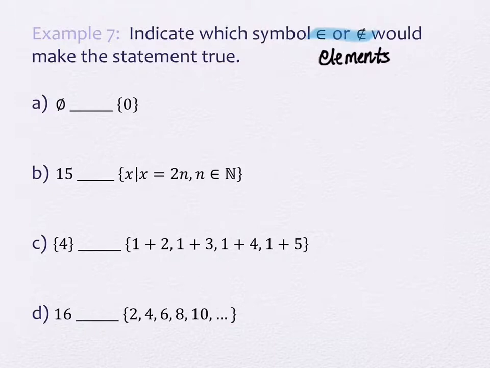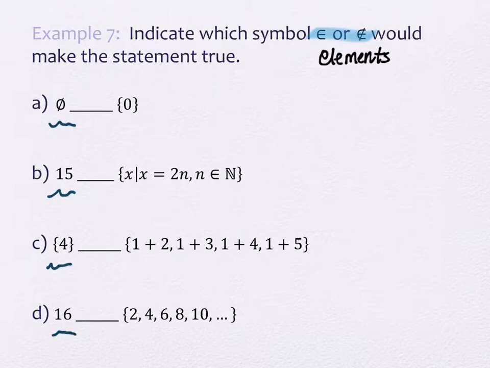All right, so we're going to start with example 7, obviously. What we're asked to find on example 7 is in the blank whether I need to say it's an element of the set or whether I need to say it's not an element of the set. Now, the first thing to look at is whether or not the items on the left are even elements. And that has nothing to do with the set on the right. The question is, are they elements?